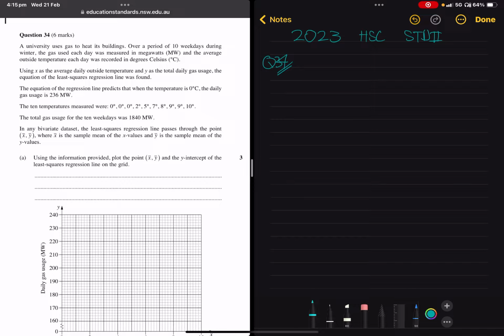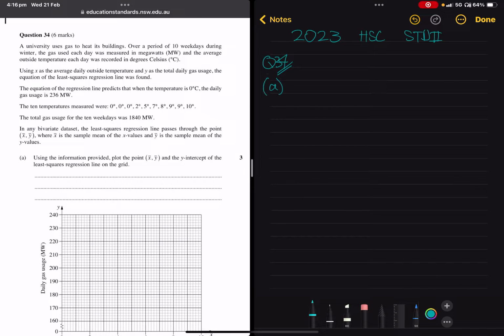In any bivariate dataset, the least squares regression line passes through the point (x bar, y bar), where x bar is the sample mean of the x values and y bar is the sample mean of the y values. Using the information provided, plot the point (x bar, y bar) and the y-intercept of the least squares regression line on the grid. Okay. So this is an absolute essay of a question.